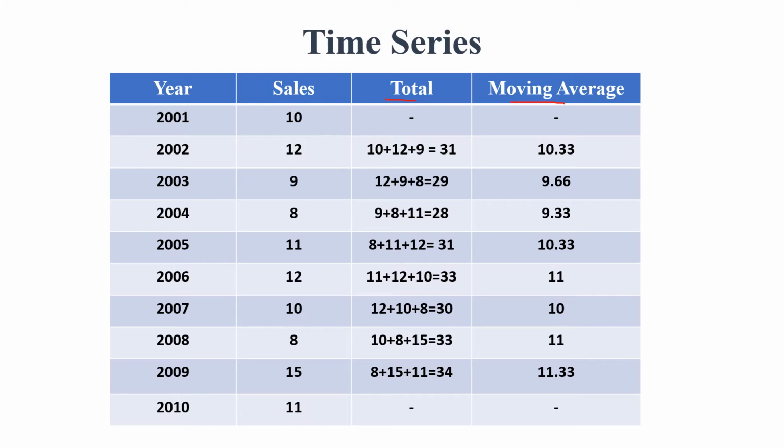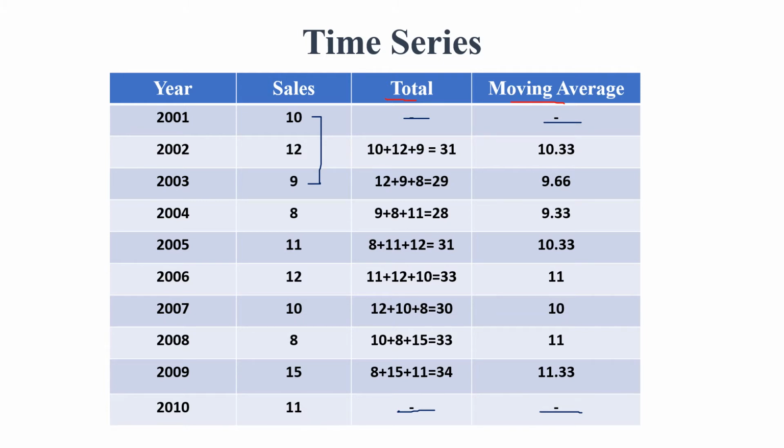First of all, we need to clear off the first year of total and moving averages, and the last year of total and moving averages. We need to take the total. So what will be the total? First 3 years: 10, 12 and 9.